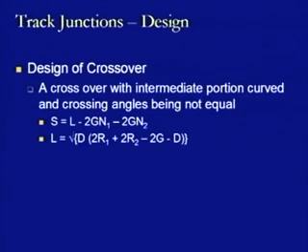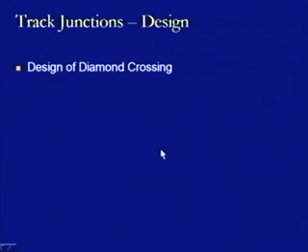Then the third condition is the crossover with the intermediate portion curved, where the crossing angles are not equal. So, S will be given by L minus 2 G n1 minus 2 G n2, whereas the overall length will be given by the square root of D multiplied with (2 R1 plus 2 R2 minus 2 G minus D). We will note that n1 and n2 are related to the two crossing angles, and similarly R1 and R2 are related to the two curves which will be joining at the center.